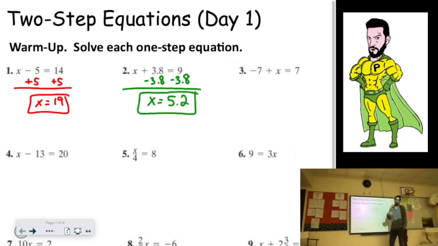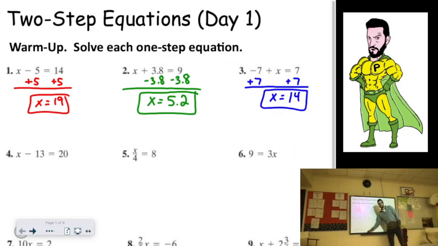Okay, now you should be able to do all these. That's why I'm kind of going through them quickly. These are one-step equations. We're trying to get rid of negative 7 with the x. The opposite of negative 7 is positive 7. So we can add 7 to both sides because negative 7 plus 7 is 0. So we'll just have x on the left. On the right, we have 7 plus 7 is 14.